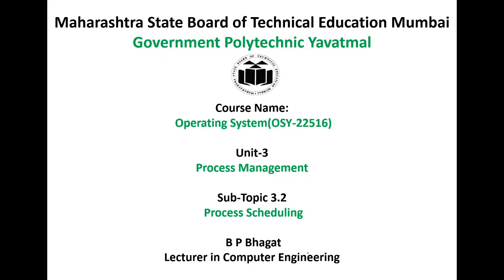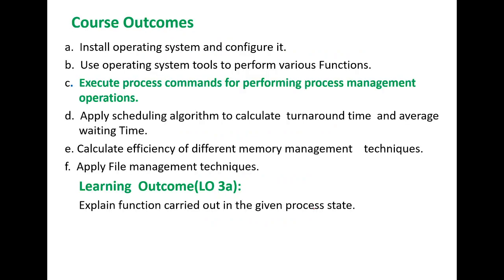Dear student, in this session, we will discuss subtopic 3.2 Process Scheduling from Unit number 3 Process Management. The course outcome is to execute the process command for performing process management operations, and the learning outcome is you will be able to explain the functions carried out in the given process state.